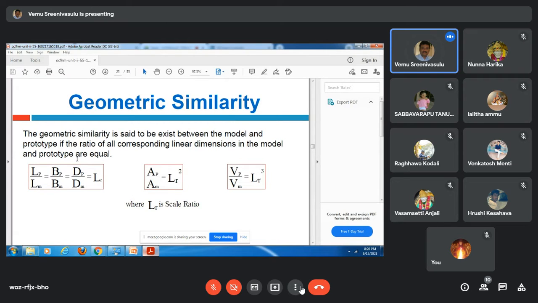So look at this one. Length of the prototype divided by length of the model is equal to breadth of the prototype by breadth of the model, equal to depth of the prototype by depth of the model, equal to LR. LR is the scale ratio. Only then do we call it geometric similarity. Otherwise, if LP by LM is not equal to BP by BM, then it is not called geometric similarity. So let us say this ratio LR is 100, then the breadth ratio is also 100, then the depth ratio is also 100.